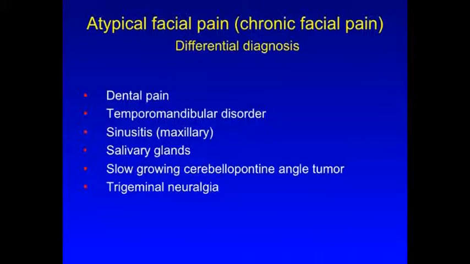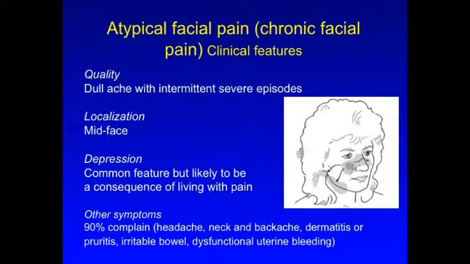Now, differential diagnoses include dental pain, temporomandibular disorder, sinusitis, problems with the glands, facial tumors, and of course trigeminal neuralgia, but that would be very atypical for the presentation of trigeminal neuralgia. This is actually a good picture. It shows the distribution of the pain. Jaw muscles here, right? A little bit higher, actually, here. So it can be mid-face, but also lower jaw, and it's dull, usually intermediate to severe episodes.